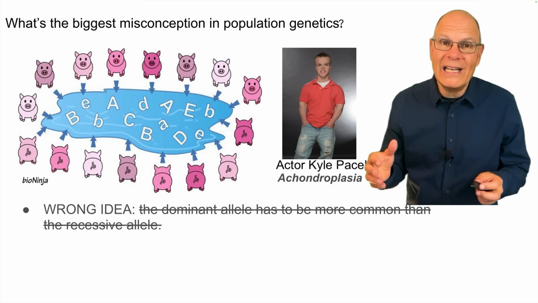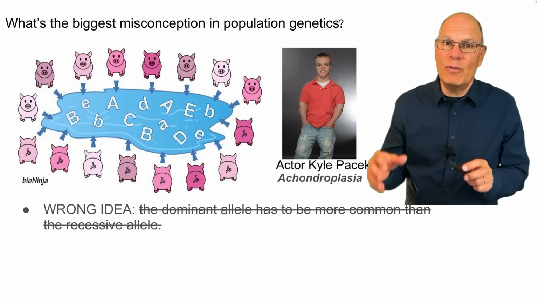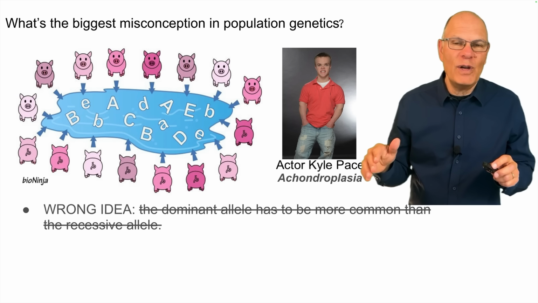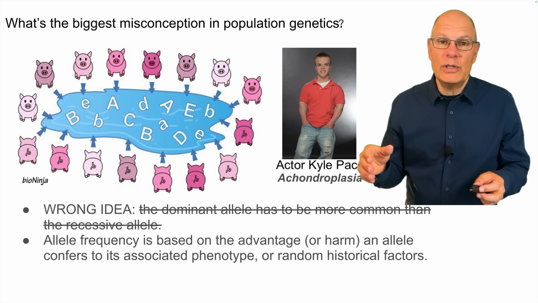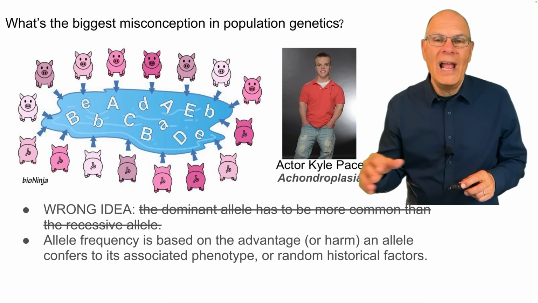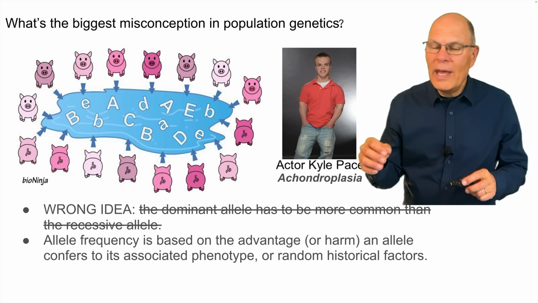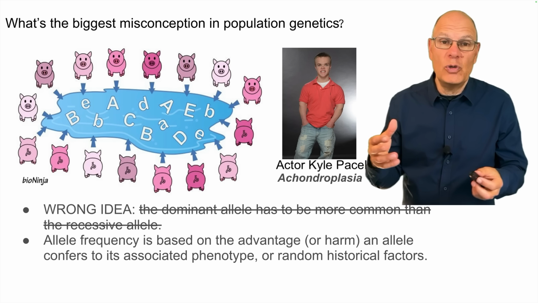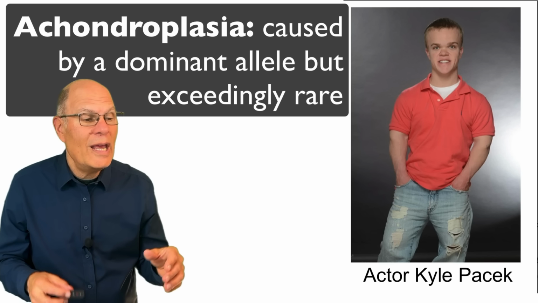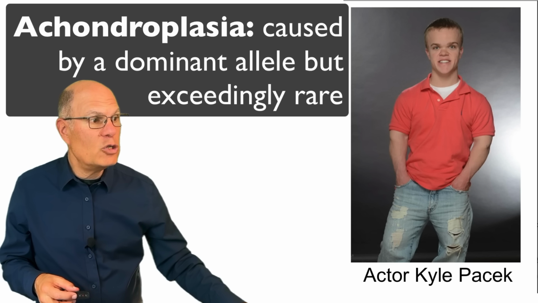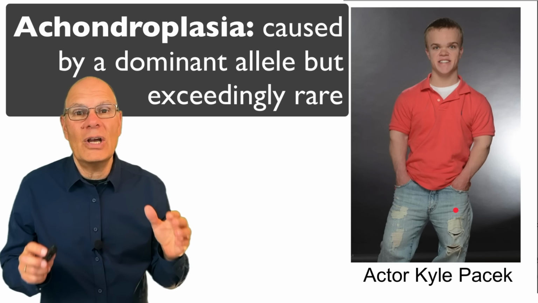That's the wrong idea, that's why it's crossed out, that the dominant allele has to be more common than the recessive allele. These are different dimensions of biological analysis. And allele frequency, whether an allele is common or rare, has nothing to do with dominance or recessiveness. It's based on the advantage or harm an allele confers to its associated phenotype or random historical factors. And here's an example. The allele for the condition called achondroplasia is exceedingly rare, but it's a dominant allele.